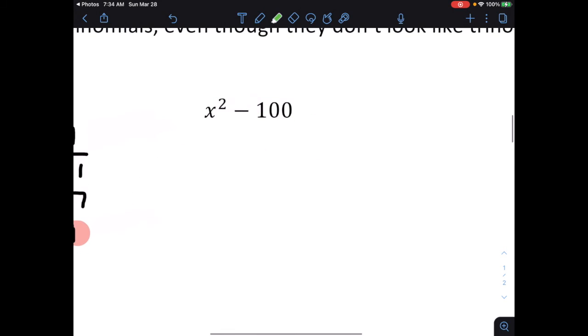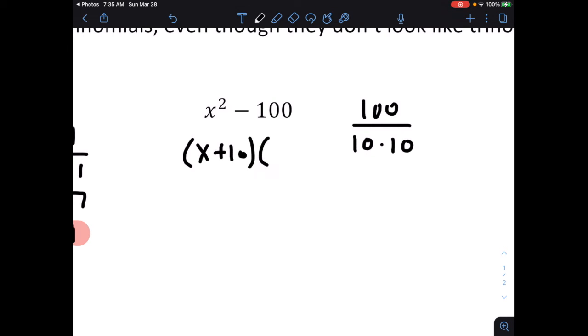All right, let's do another one. And let's do this one a little bit more quickly. Let's not think about making that list and everything. Let's just think about the fact that 100 is 10 times 10. And the only way I'm going to get negative 100 with 10 and 10 is to subtract 10 and add 10. So I'm going to have x plus 10, x minus 10. Okay, so these should be able to start to do more quickly if you notice, hey, this is a squared term, this is a squared term, and I've got subtraction between them. 10 times 10 is 100, so it's x plus 10, x minus 10.